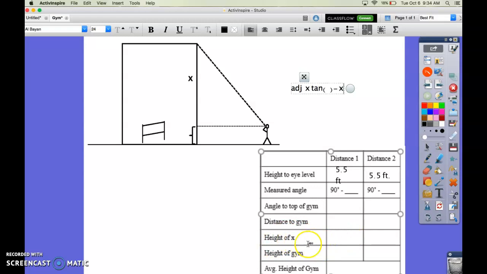However, on yours, there should be another one here, or actually, maybe not. The height of x is from here, the top of the gem, down to eye level here. But you need to add 5.5 to that to get how tall the gem actually is. You'll get an answer for this one, and then you'll do it with the other data that we did for the other angle, and you'll get that answer. When you get these two answers, you will add them together, divide by 2, and that will give you your average height of the gem.